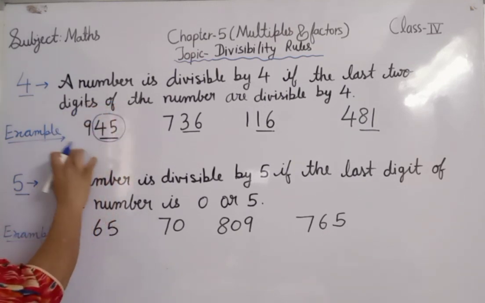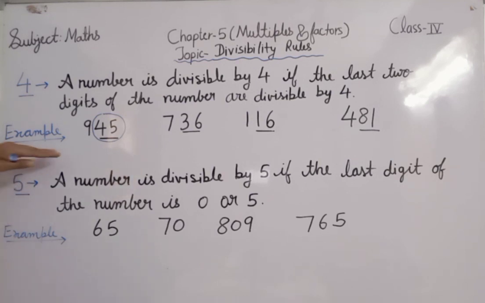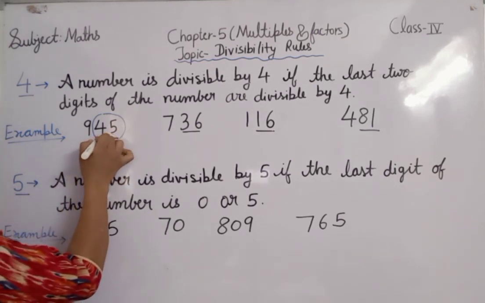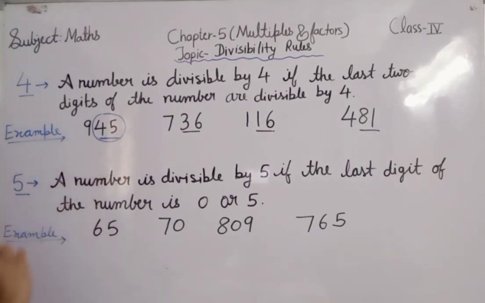Whatever the number is, maybe a 6 digit number, 4 digit number, 5 digit number, you have to check only the last two digits. If these last two digits are completely divisible by 4, it means the whole number is divisible by 4. If these digits are not divisible by 4, it means the whole number is not divisible by 4.